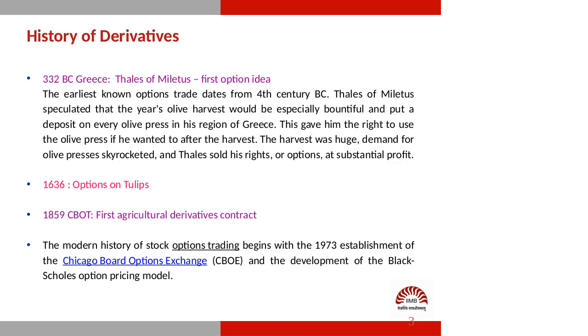The guy was speculating because he was lucky in that year. He became lucky because there was excess production, therefore a deposit, and therefore a huge demand for the oil presses, and that is why he made money. In the event the production was not that high, he probably would have lost money because the demand for the olive presses would not be that high.